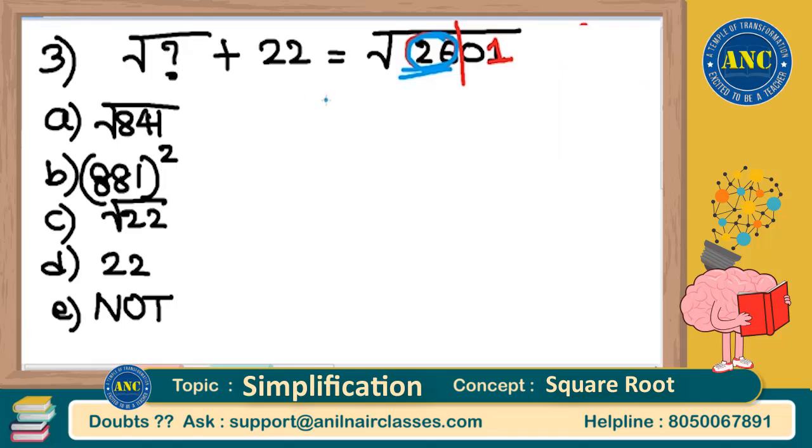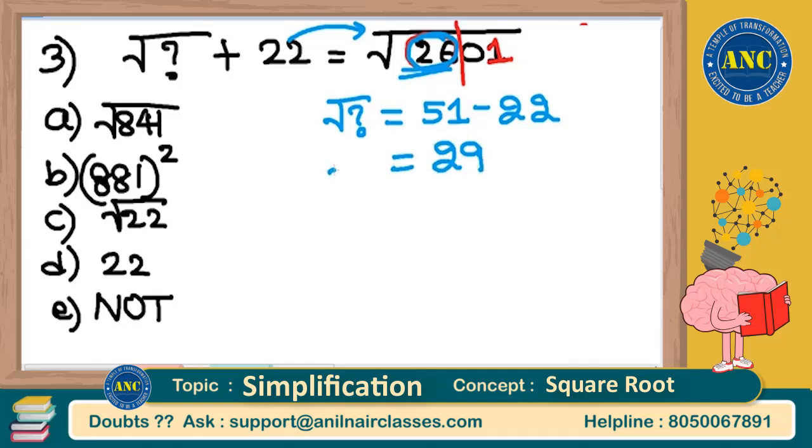Everyone listen to this question, sir. Although it's a very easy question, there is a reason behind taking it. Right hand side is 51. Left hand side shifted to the right hand side becomes 22. Left hand side is square root of question mark. 51 minus 22 is 29. Root question mark is 29. Question mark is nothing but 29 square. 29 square, I taught it in your classes yesterday, is 841.